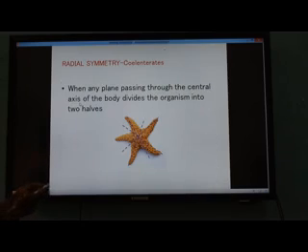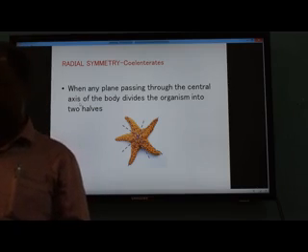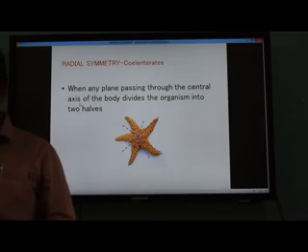Then the radial symmetry, which is seen in coelomates. Coelomates means organisms having a body cavity. When any plane passing through the central axis of the body divides the organism into 2 halves, it is radial symmetry. The best example is echinoderms, that is, starfish.